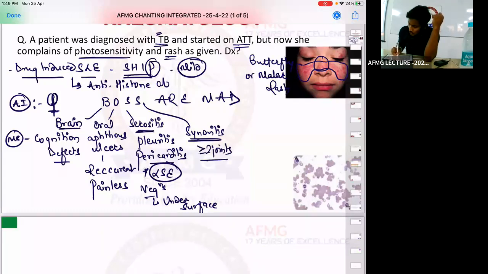How many joints are involved? Two or more joints. These are mainly small joints or large joints?